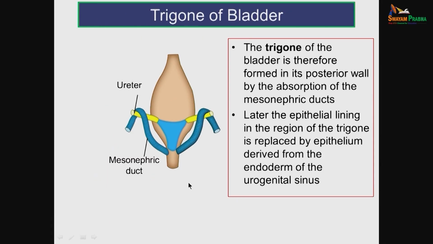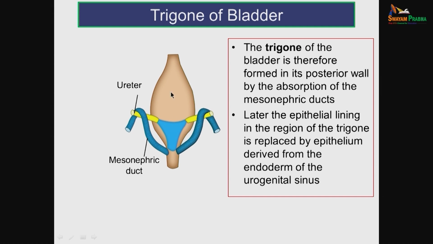So, as you can see from this picture, because of the absorption of mesonephric duct, there is a triangular area formed on the posterior wall of the bladder. This is called the trigone of the bladder. This is because of the absorption of the mesonephric ducts. As you remember, having seen the earlier slides, the mesonephric duct is from the intermediate mesoderm. So, trigone of the bladder is mesodermal in origin.